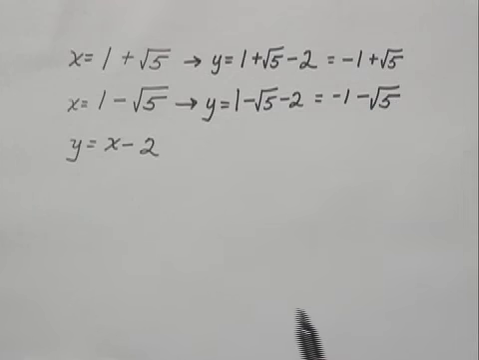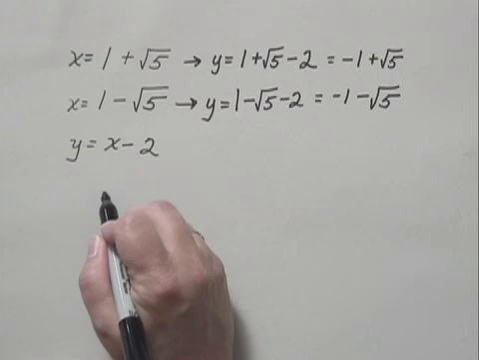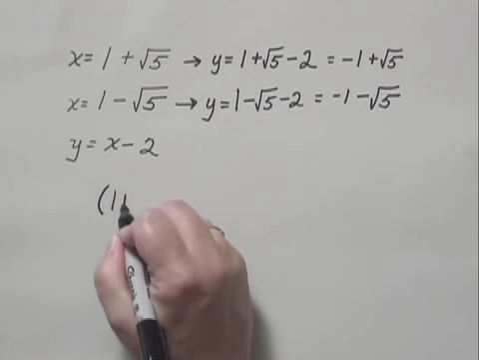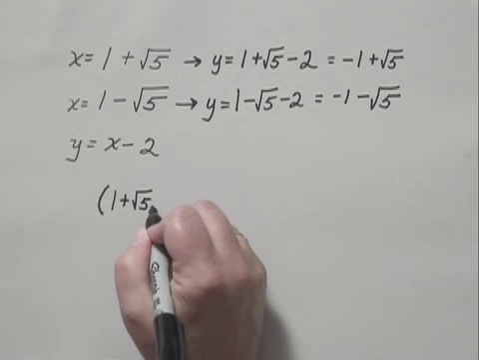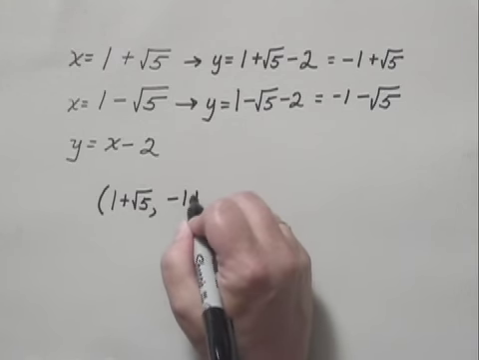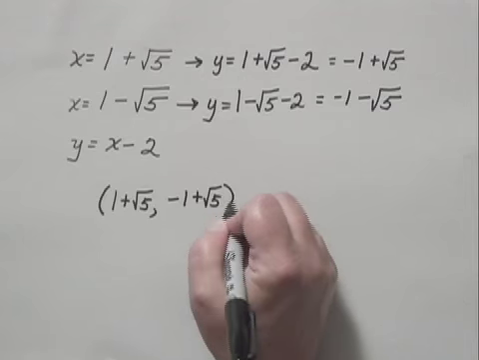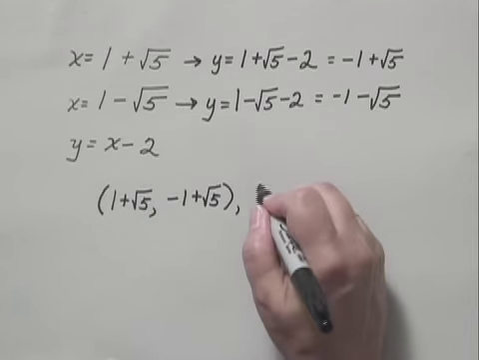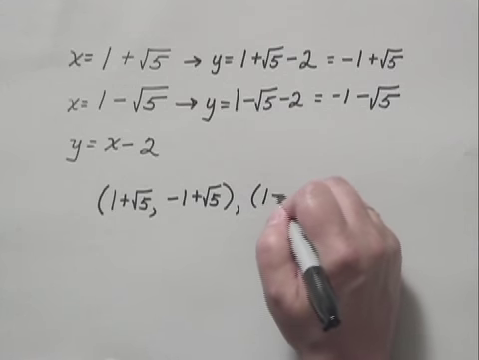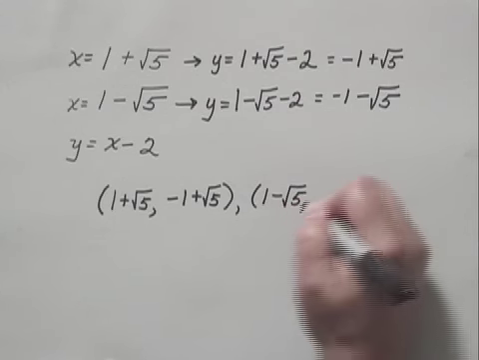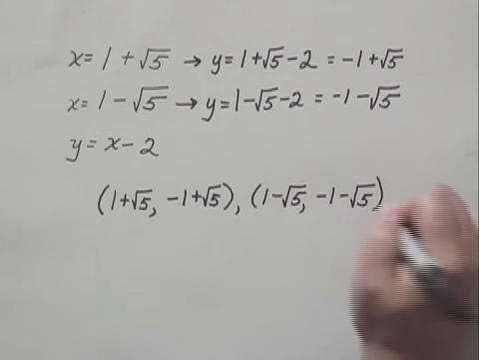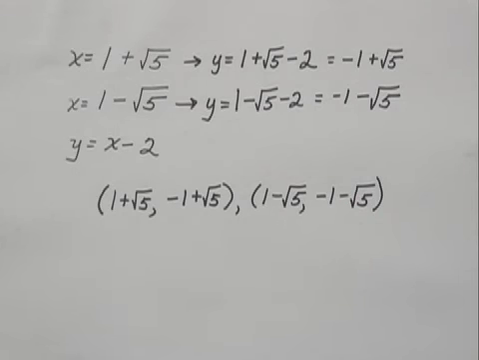Now the solution of a system of equations we give as ordered pairs x and y, and here there are two. The first one is 1 plus the square root of 5, -1 plus the square root of 5. That's the x and y values in the first line. And then the second solution is 1 minus the square root of 5, -1 minus the square root of 5. And those are the solutions of the system of equations.